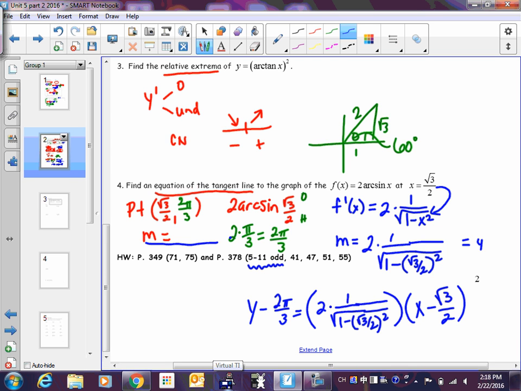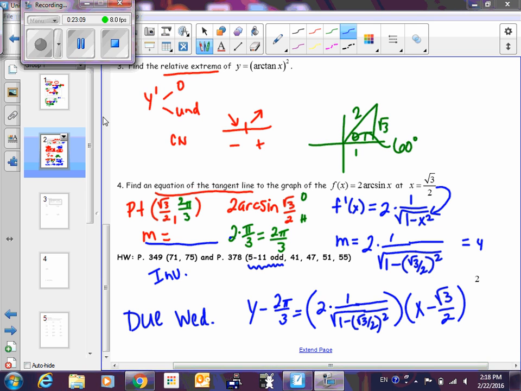Okay, so you have this homework assignment. The first part has to do with inverses. This 5 through 11 odd is just practicing arc inverse trig. All right, and then 41, 47, 51, and 55 is just how to derive arc sine and arc tan problems. I'm going to strongly suggest you get some of this done before you come in tomorrow. It'll make tomorrow's lesson easier. This, though, is due Wednesday. You got 2 days. That's how all the homework is going to be in this unit.